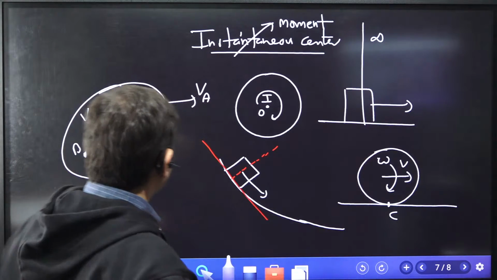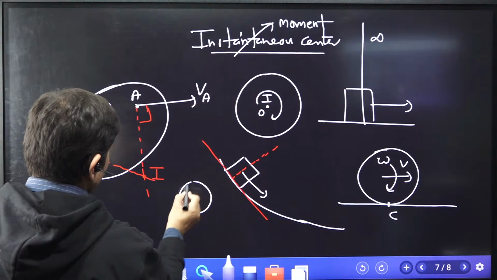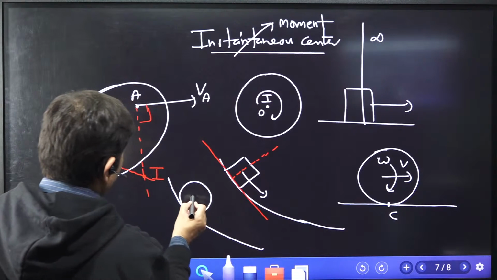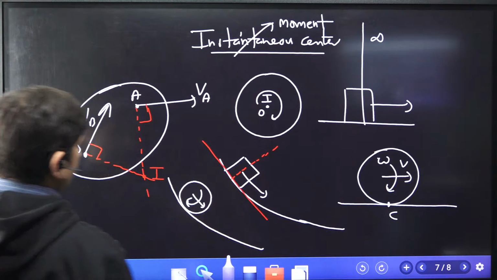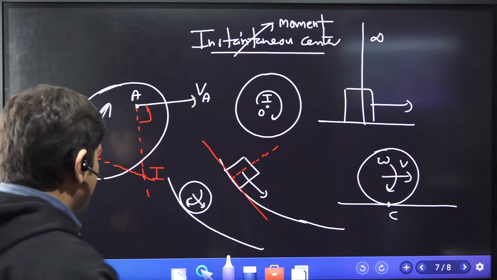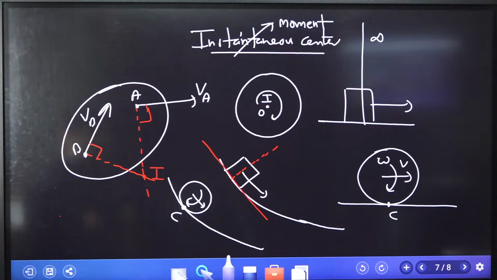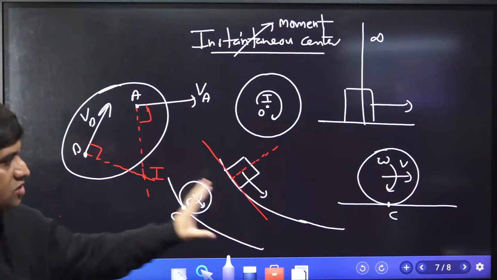And now I give you the most ticklish question here. If instead of this I give you a roller, if the roller is moving on a curved path, tell me where will be the I center. And remember this, for a roller on a curved path, the I center is on the point of contact only. So the I center is on the point of contact. That is what you should know.